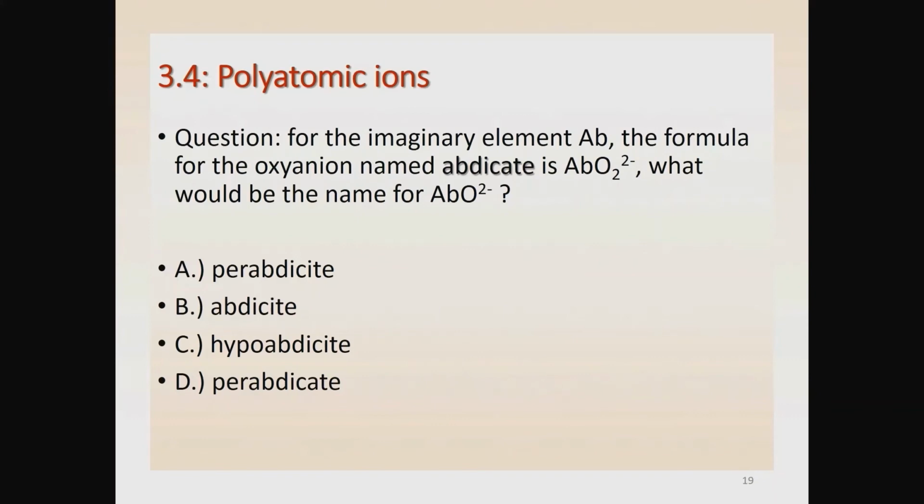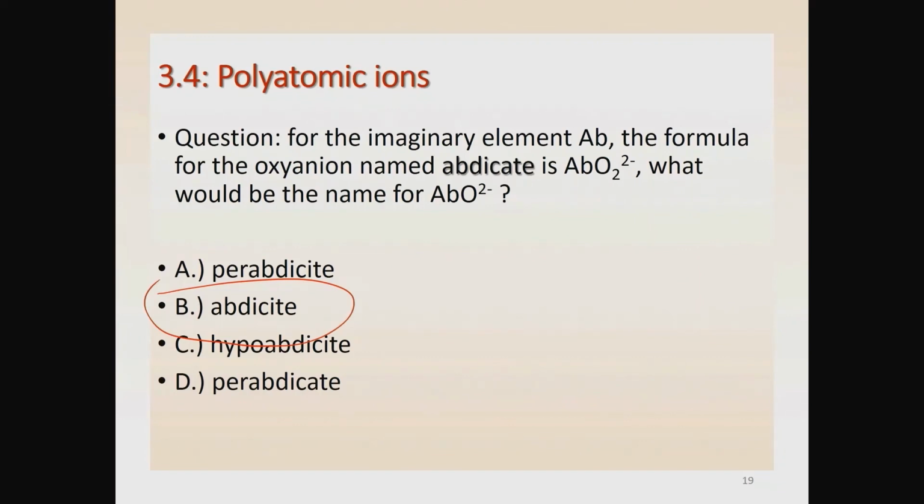So the norm is the ate ion, it's abdicate. Now in this case, it has 2 oxygens as the norm. It's AbO2, and the charge is 2-. Now, what you can see for the name where we have AbO2-, we're going down one oxygen and the charge is staying the same. So this is good news. So remember for that rule, if you go down one oxygen from the norm, all you have to do is change the suffix -ate to -ite. So the name of that AbO2- should be abdicite. Okay? The other ones are not quite right.